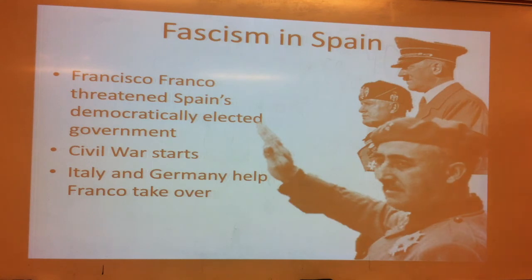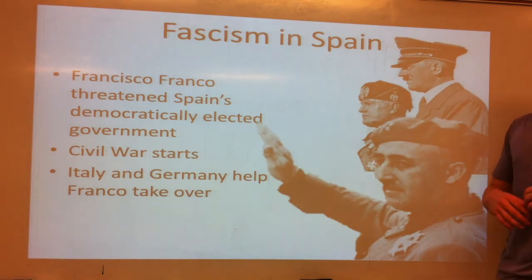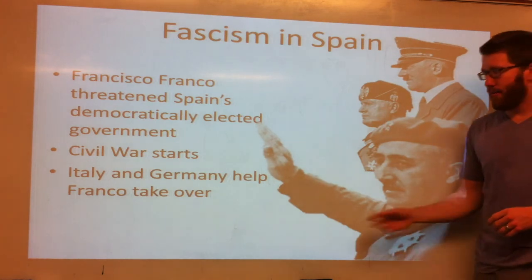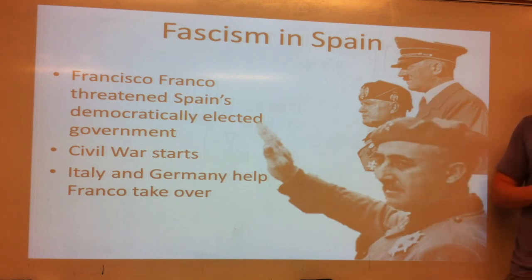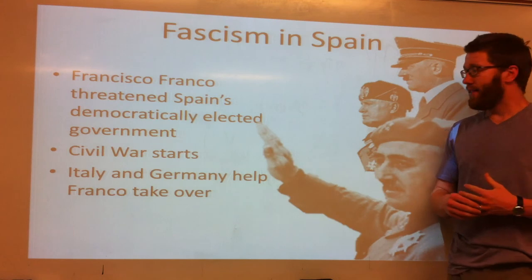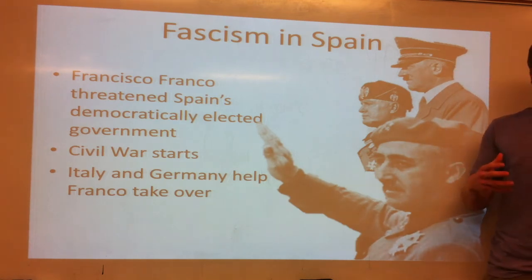The last fascist government is in Spain. A guy named Francisco Franco threatened Spain's democratically elected government, and basically a civil war breaks out. Francisco Franco is trying to take over, but he's not strong enough. So Hitler and Mussolini come in and actually help him take over. And this Civil War was really kind of their training ground for World War II, when they were actually fighting in it.